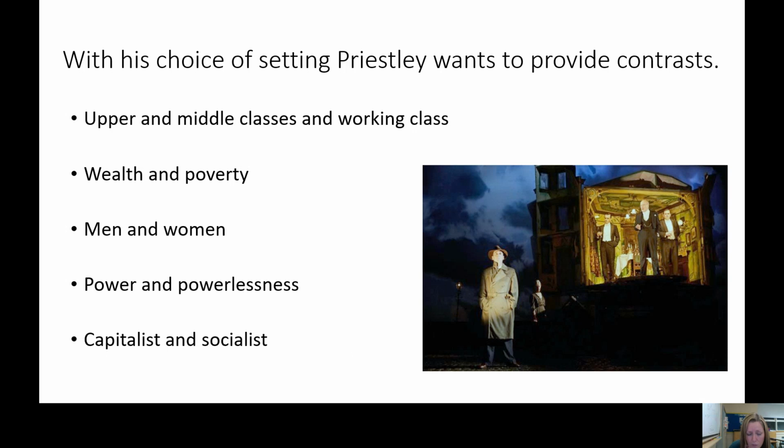But that's something to think about as well. And then obviously the other opposition that he's setting up through this setting is the opposition between capitalism and socialism, and that idea of what a capitalist society provides for those who are rich as opposed to those who are poor, and what it would mean if we started to divide up this wealth and share it and try to create a more equal society. What would Brumley look like then? Okay. So some things for you to think about there.